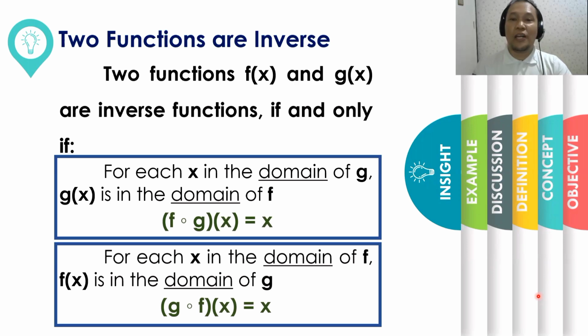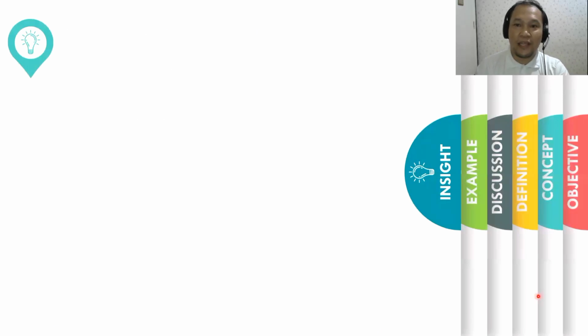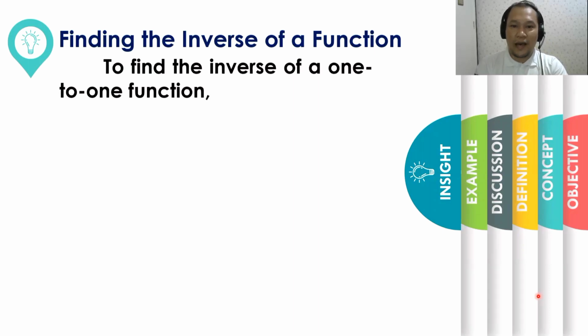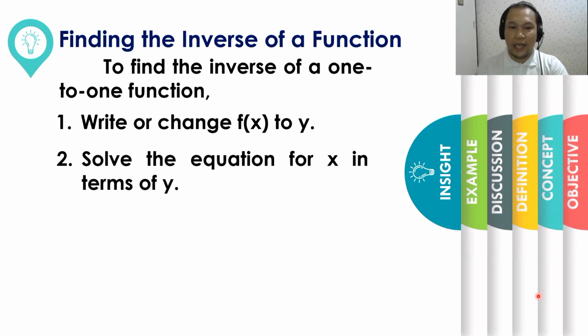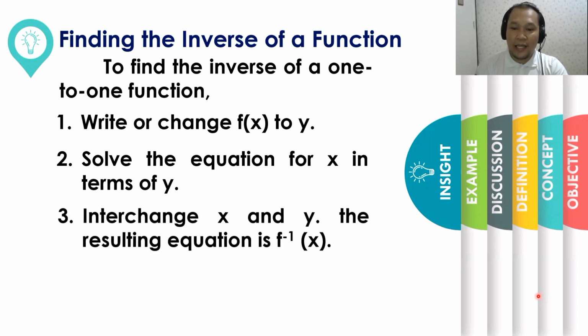And if you are looking for the inverse of the given function, we do have the three-step rule. Number one, write or change f of x to y. If the given is g of x, therefore, rewrite it into y. If that is h of x, then rewrite it into y. Okay, then solve the equation for x in terms of y and interchange x and y. The resulting equation is the inverse of the given function.